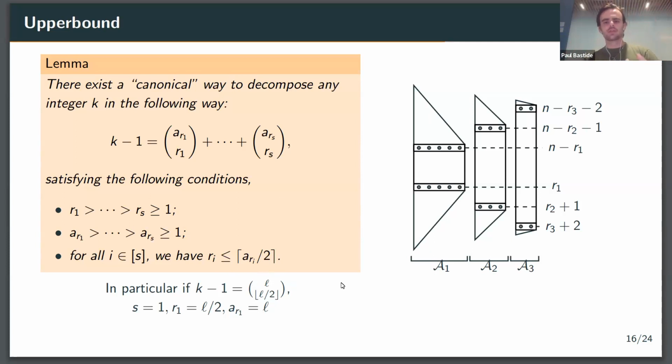So you need some inductive construction that just relies on a nice decomposition of k minus 1 into binomial coefficients. And interestingly, for those who know, this kind of decomposition is quite often used, for example, in Kruskal-Katona. Here, it's not exactly the same decomposition, so that's quite interesting. But yeah, no breaking news here. You need to do something more even for the upper bound.